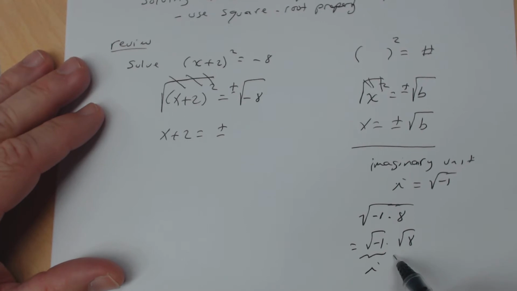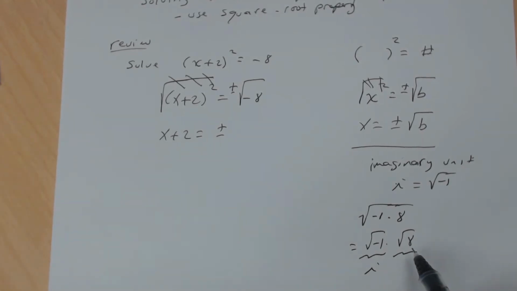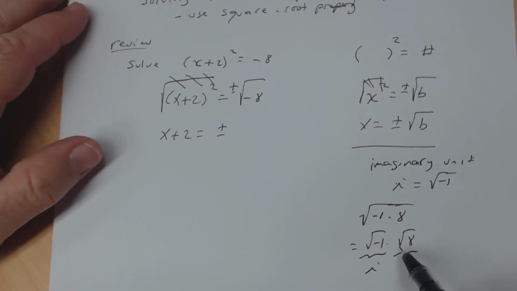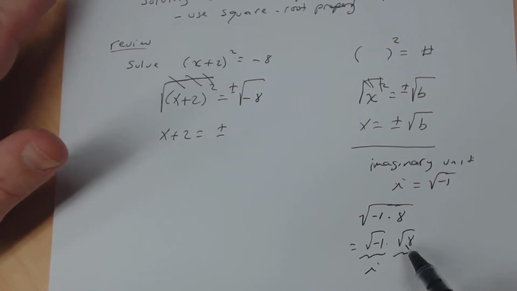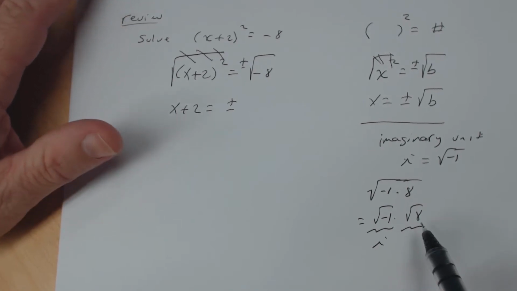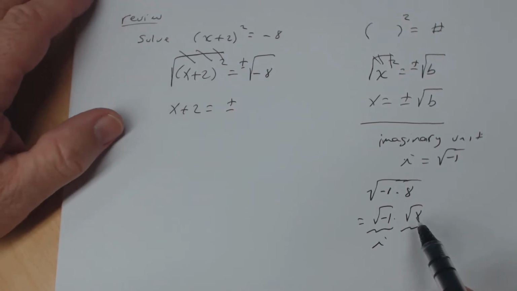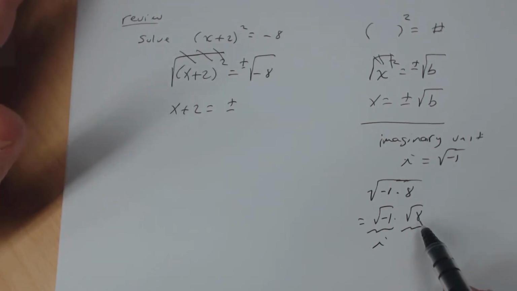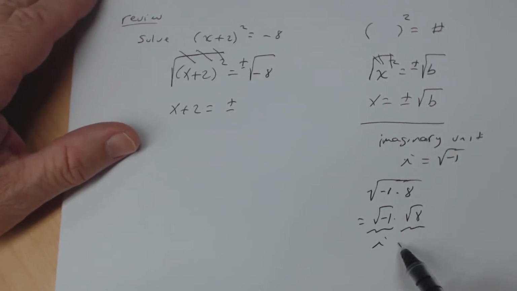So remember, for the square root of 8, we want to use the largest perfect square that goes in the radicand. Now you don't have to use the largest perfect square. You can use a perfect square other than 1, but to simplify it will take you more steps. So it's always easier to use the largest perfect square, and so that's what I'm going to use. The largest perfect square that goes into 8 is 4.